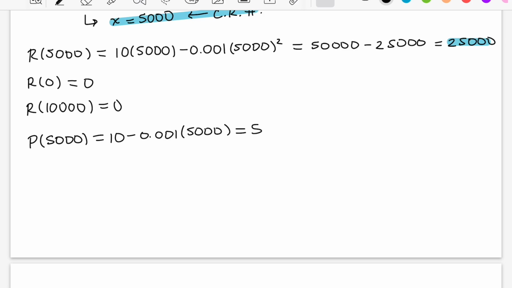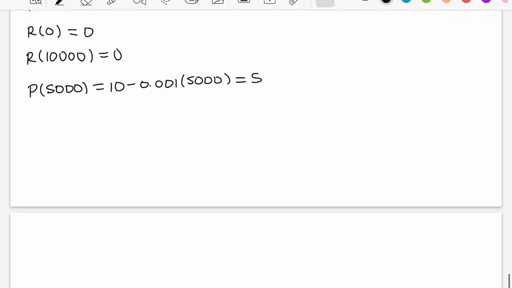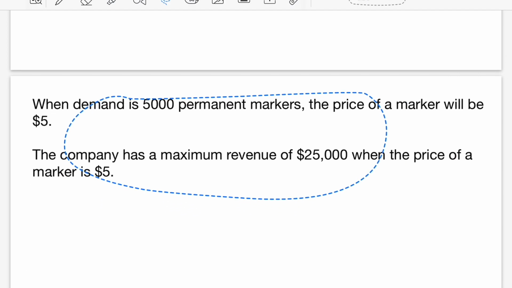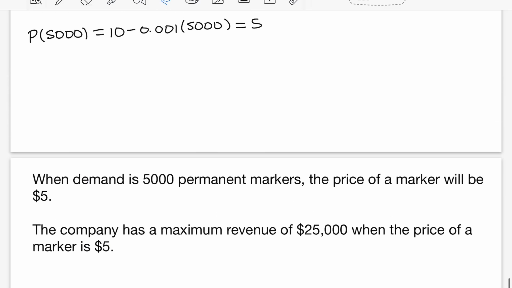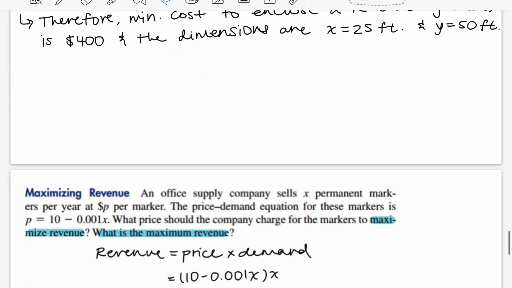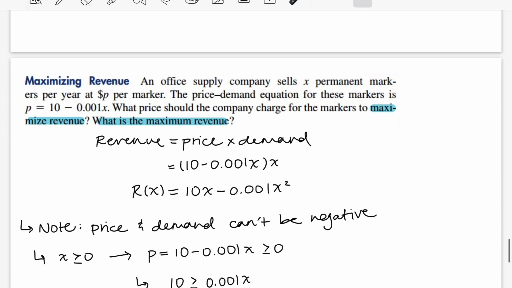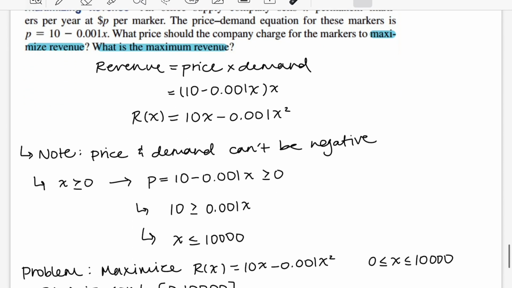All right, so what we can imply from this is that when demand is 5,000 permanent markers, the price of a marker will be $5. And that the company has a maximum revenue of $25,000 when the price of a marker is $5. Okay, so that's what we can conclude here. I'll move that guy up. And then what price and what is the maximum revenue? So we answered all the questions there.